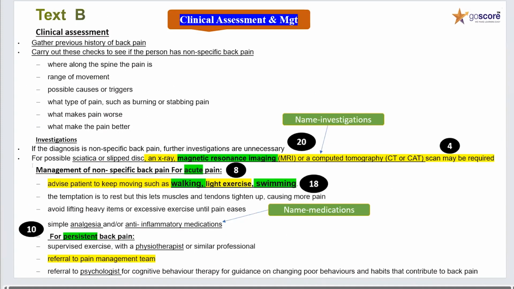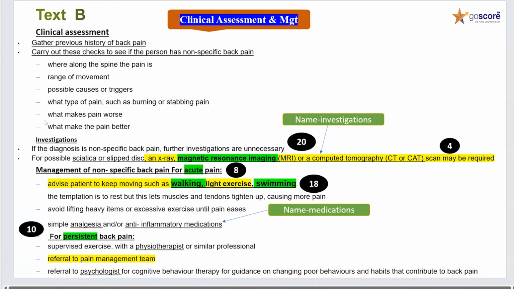Here you can see management of non-specific back pain for acute pain: advise patient keep moving, such as walking, light exercise, swimming. So instead of gentle exercise, they have mentioned light exercise. They asked which type of back pain, so the type is acute pain. Your answer is acute.